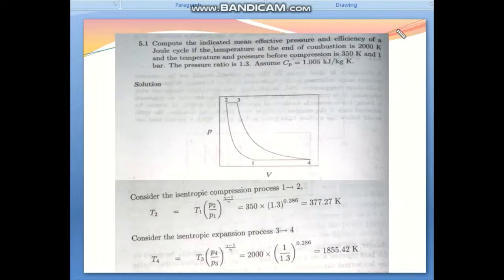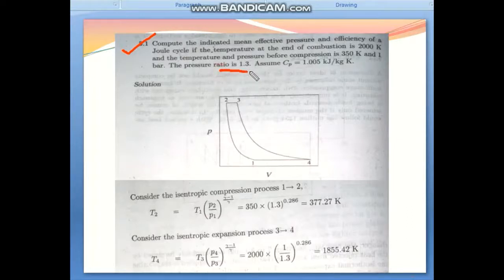So let's do a simple numerical. It says: compute the indicated mean effective pressure and efficiency of a Joule cycle if the temperature at the end of combustion is 2000 Kelvin and the temperature and pressure before the compression are 350 Kelvin and 1 bar.